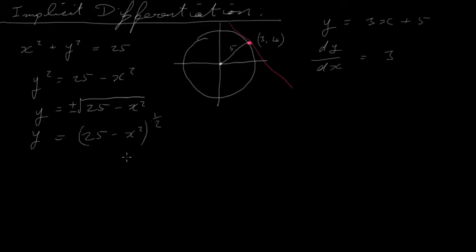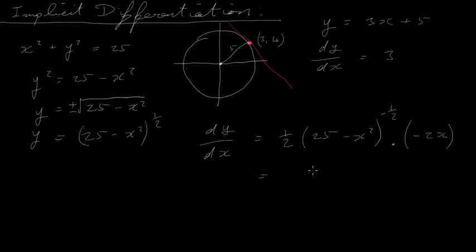That's y. Now to differentiate this, we need to use the chain rule because we have a function of a function. So dy dx is just going to be equal to, bring the half down here first, we get a half, times 25 minus x squared to the power of minus a half. Subtract 1 from a half, you get minus a half. Then multiply that by what you get when you differentiate what's inside the bracket, and that's just minus 2x.